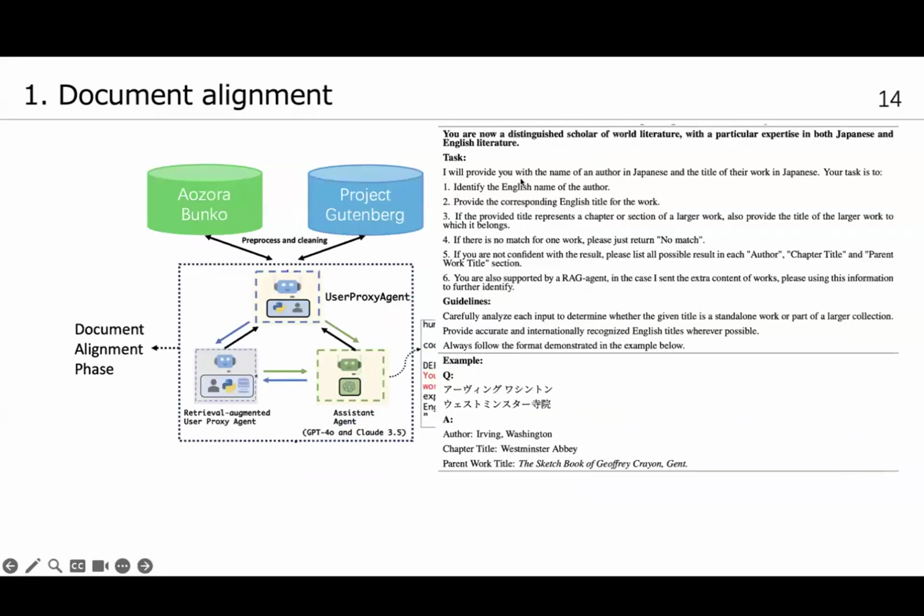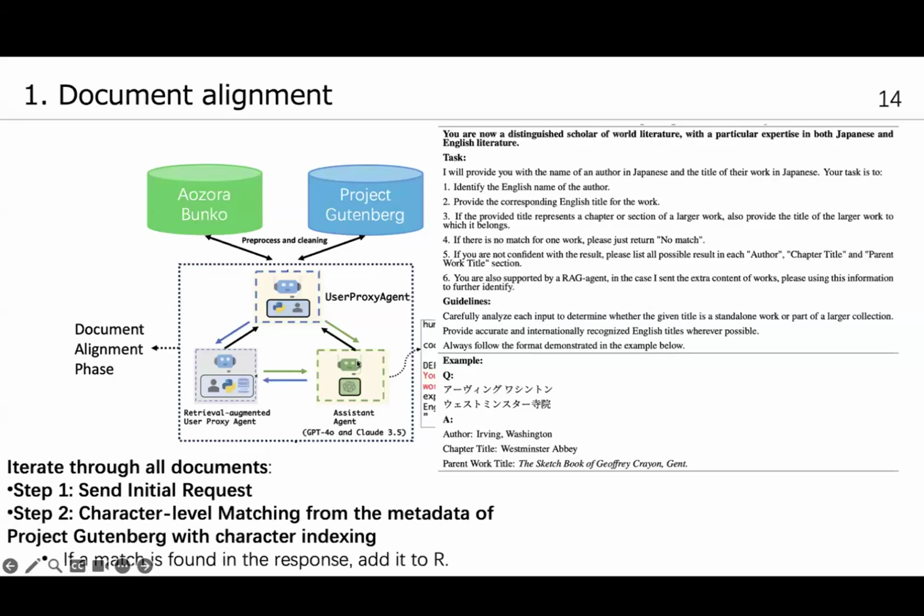We define the assistant agent as a scholar of world literature whose primary task is to return the corresponding English name when provided with the author and title information from each Japanese document. For example, in this case, if we provide the Japanese author and title, we expect the assistant agent to return the appropriate English names. And the overall system workflow is as follows.